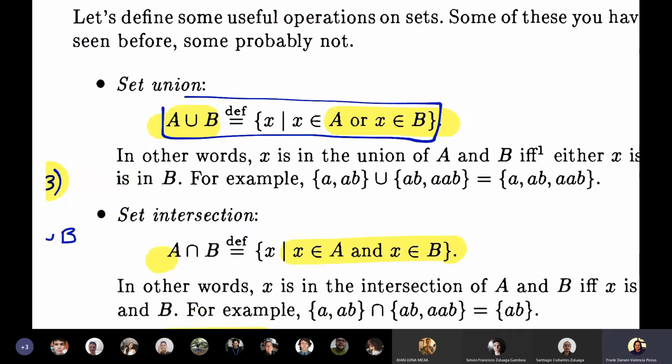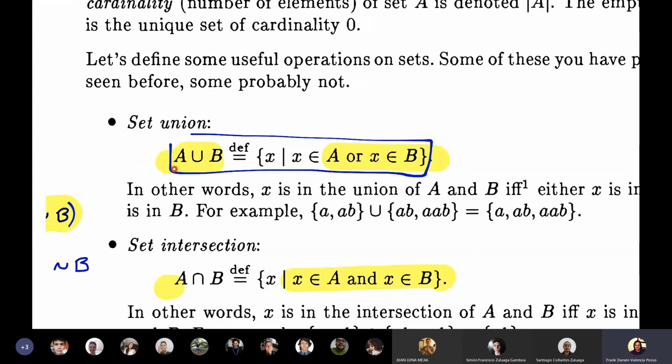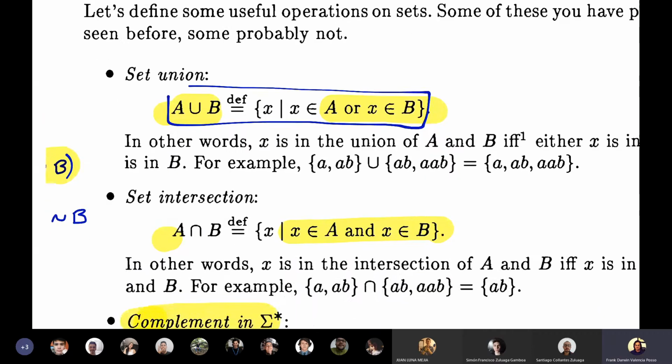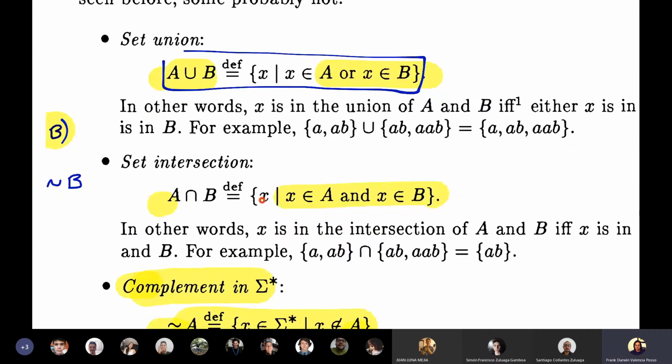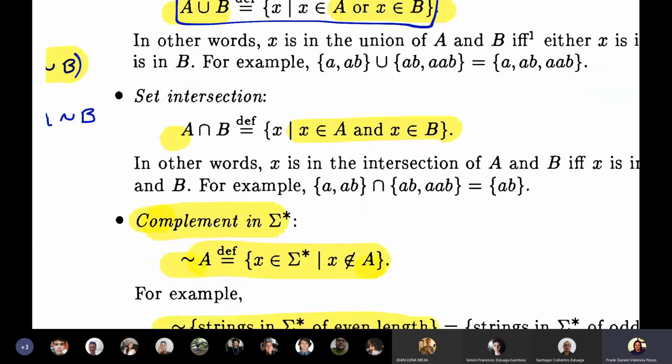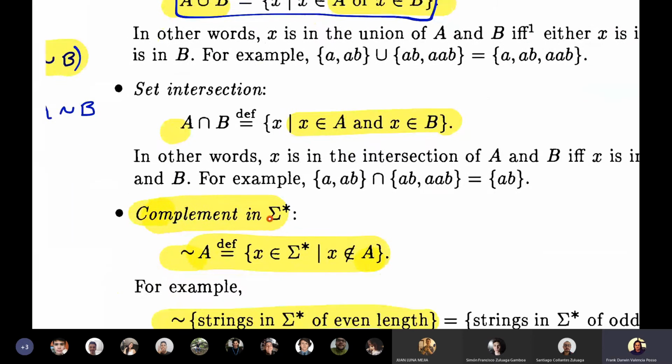So, okay, going to more basic things, you know what the union of sets is. The union of sets is all the elements that are in one or the other. Intersection is the set of all x such that x is in A and in B. And the complement in Σ* of A is all the strings that are not in A.